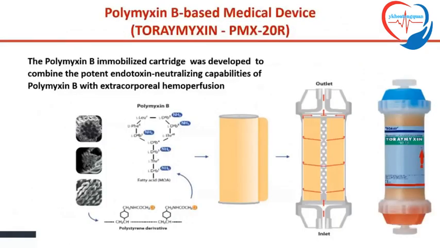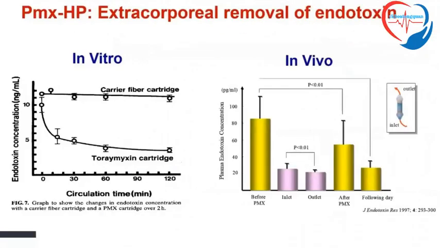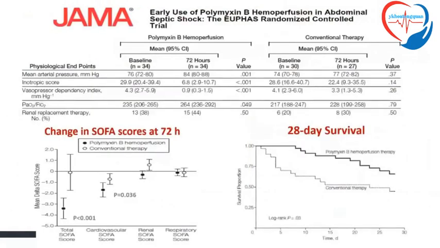Then we have filters that can remove endotoxin. And this has been demonstrated with the polymyxin B polystyrenic fibers combined in a cartridge to remove in vitro and in vivo a large amount of endotoxin. Several years ago, we published these changes in SOFA score at 72 hours in patients with abdominal septic shock. And we also found a 28-day survival difference, although our study was not designed for a change in survival.